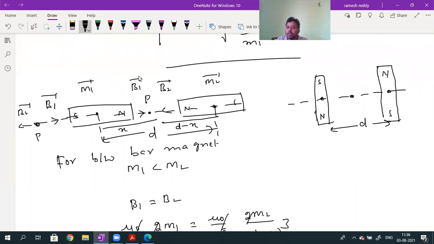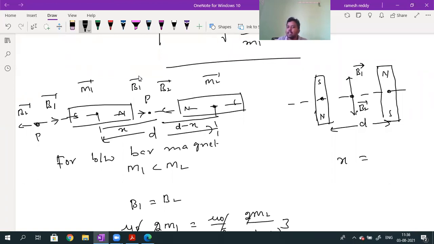Magnetic field due to the first bar magnet: it is on the equatorial line, so this is the direction of B1 bar. Directions are important. And due to the second bar magnet, this is the direction of B2 bar. Since B1 bar and B2 bar are in opposite directions, I will get the null point.